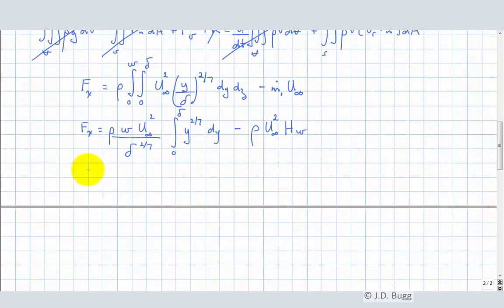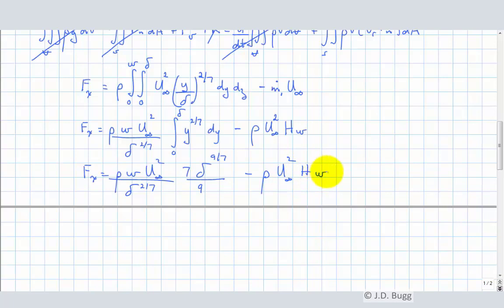So we'll continue to work with this, do the integration. So Fx, we have rho w u infinity squared over delta to the 2/7. And this becomes delta to the 9/7. So we're adding 1 to that, divided by 9/7. So 9/7 minus rho u infinity squared h w.